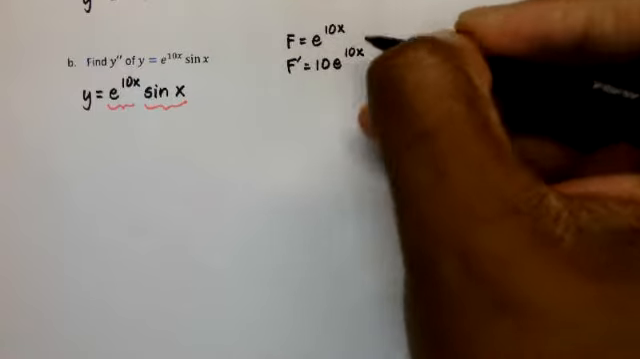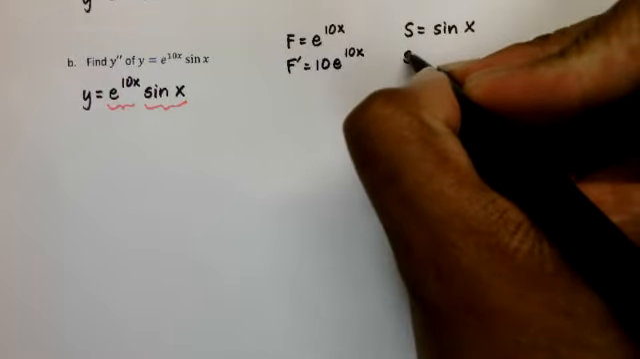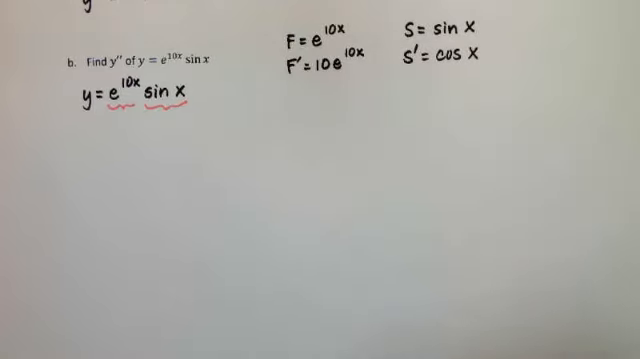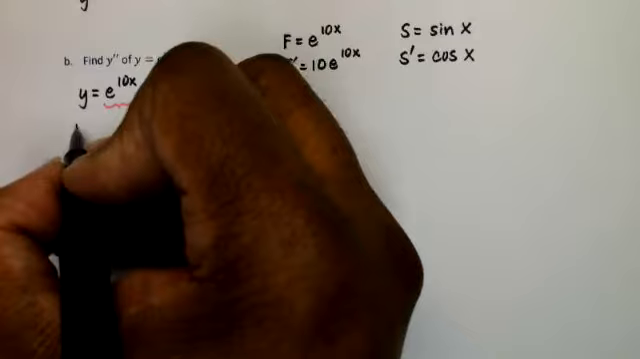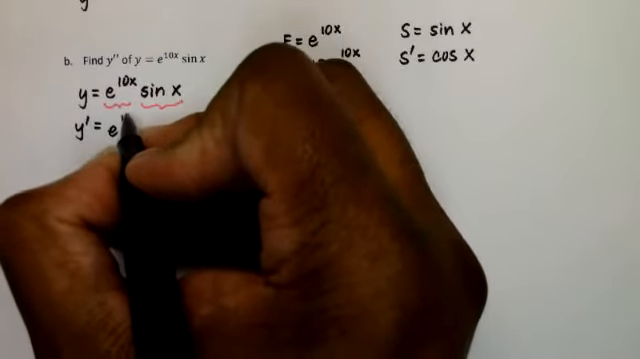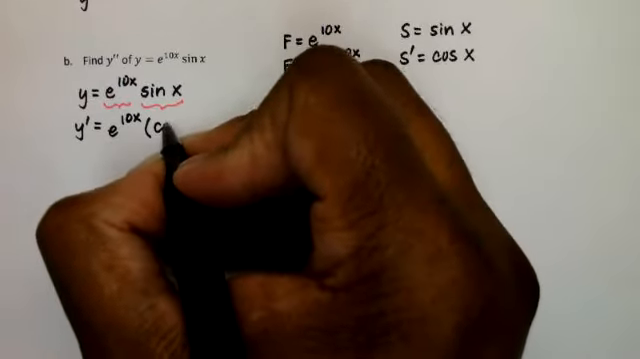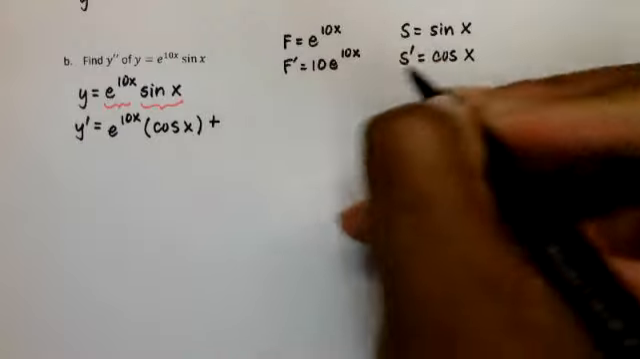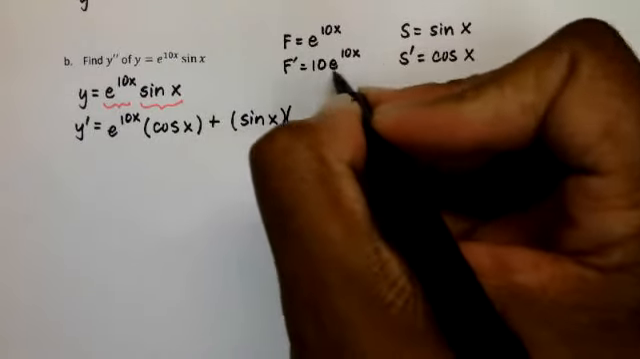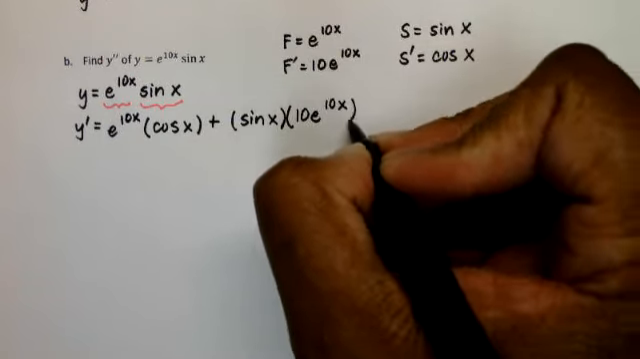The coefficient of your x in the exponential part will be in front of your e. You copy over the e to the 10x. And if the second is the sine of x, well, that's a simple derivative. The derivative of the sine of x is the cosine of x. So now let's do y prime. That's going to be the first, which is e to the 10x, times the derivative of the second, which is your cosine of x, plus the second, which is sine of x, times the derivative of the first, which was 10 e to the 10x.